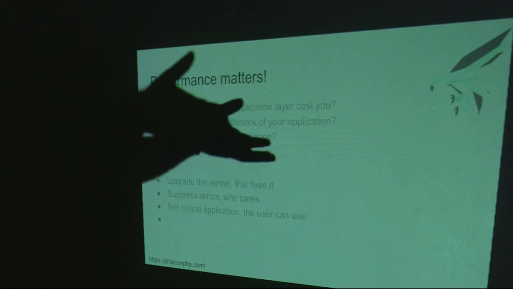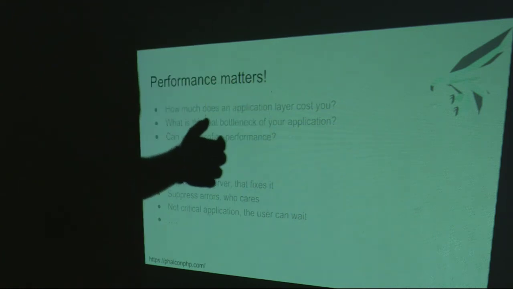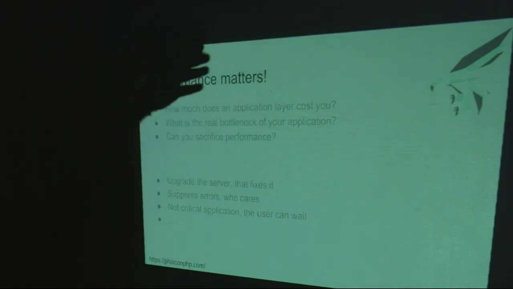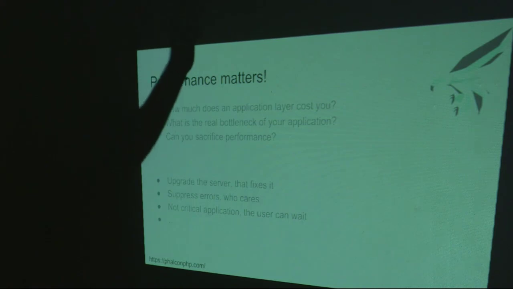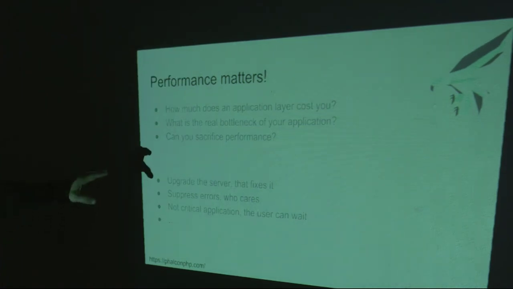What do you do? Do you offload it in a different process? You know, all these little layers, you have to make sure that you account for them. And the thinner the layer, the faster the layer, the better your application is going to be, compared to adding more layers and more stuff. So what is the real bottleneck of your application?